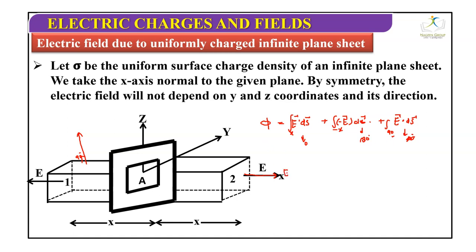So in this scenario, the answer will come only ES, because cos 0 will be 1. Again, cos 180 will be minus 1, and minus minus plus, so this becomes ES again. And cos 90 will be 0. So the final answer will become ES, or we can write it as opposite to EA. Hope I am clear why this term EA came in the nature.